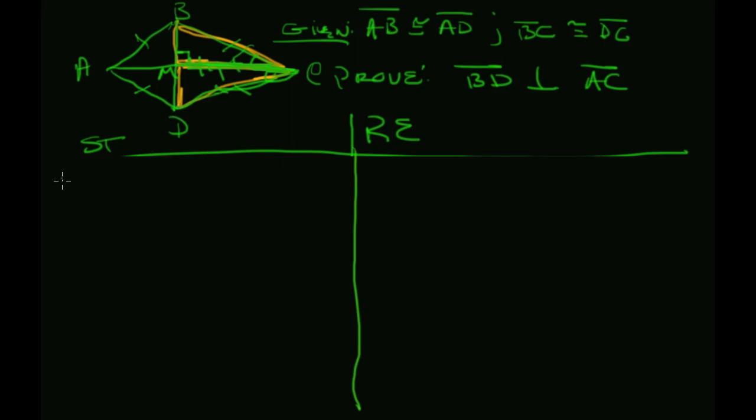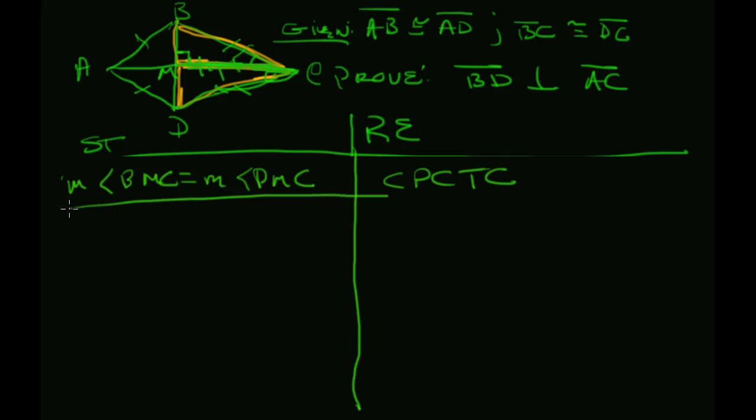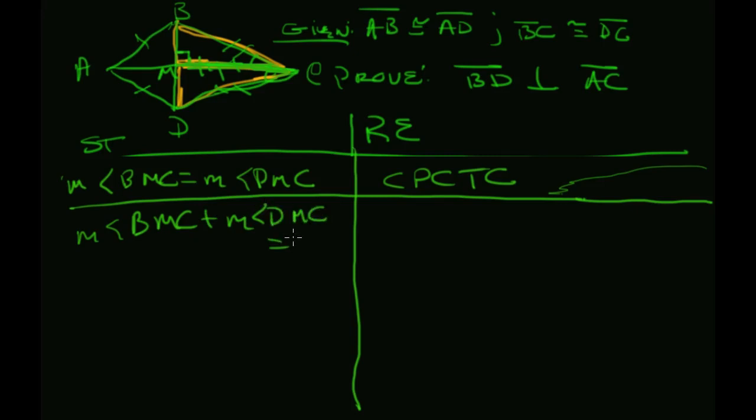This means that the measure of angle BMC has to equal the measure of angle DMC, because that's CPCTC, the corresponding parts are congruent, and that's two angles that correspond in those two triangles. Okay, so they're congruent. They're also adjacent, which means that the measure of angle BMC plus the measure of angle DMC has to equal 180, because that's the angle addition postulate.